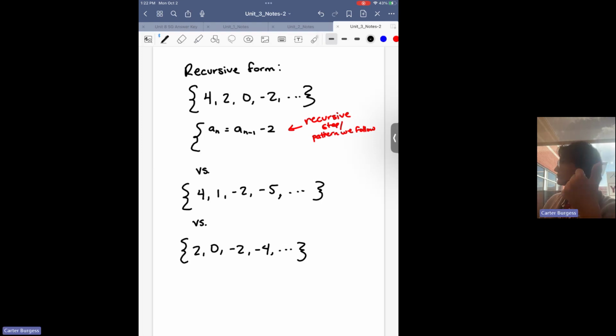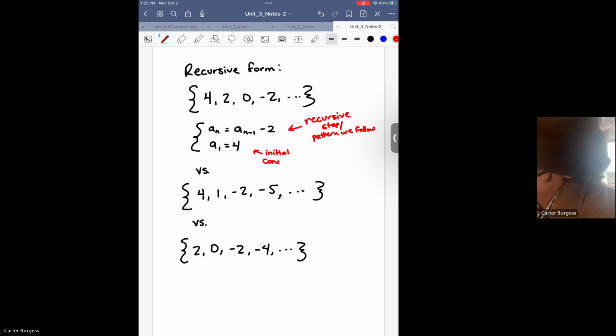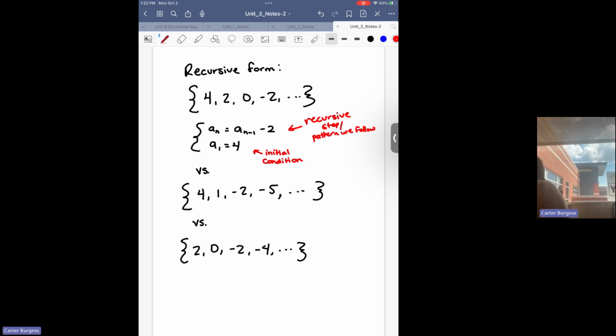So we know how we move. We take the previous term, we subtract 2. But what else do I need to know? Say again? Where we start. I also need to specify, by the way, I'm starting at 4. Right. So think of this as, we'll call this our initial condition. And it's just, where do we start? And notice that in tandem, where we start and how we move perfectly define a sequence, right?